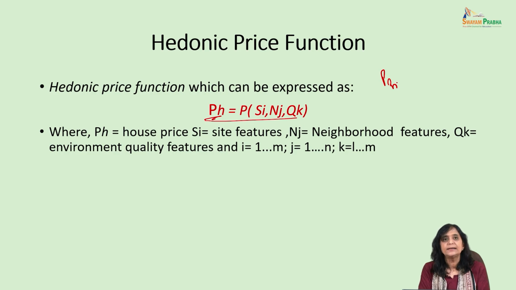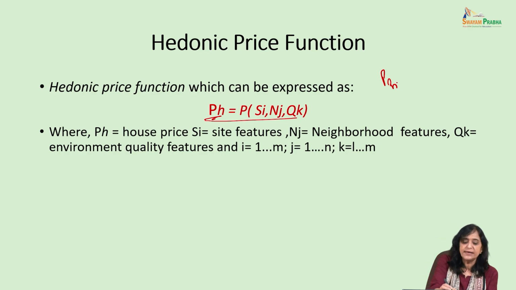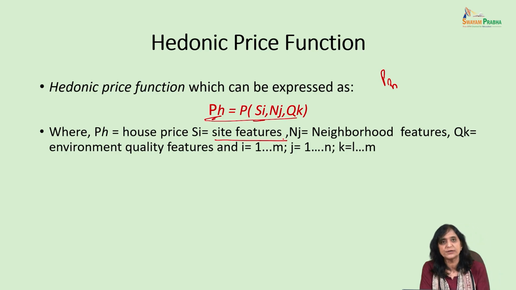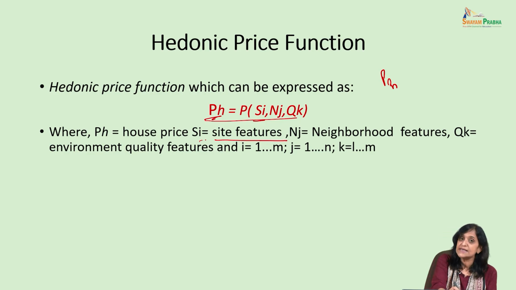So we are saying that the price of a house is dependent. On what is it dependent? We say it is dependent on SI, which means the site features. That is, what are the structural features of this house? What can be the structural features? Structural features, as we've said, are, for example, what is the plot size? What is the quality of construction? How much square foot built-up area is there? How many balconies are there? How many bathrooms are there? They are all the structural characteristics of a house. So SI represents the site features.